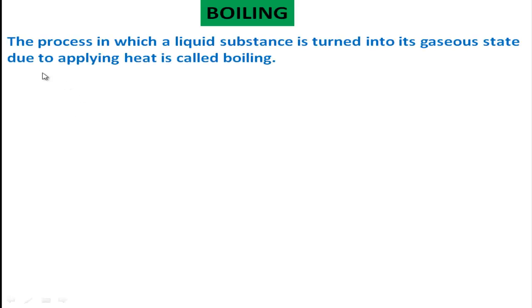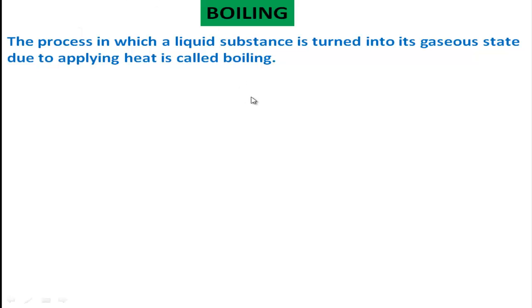Now we will know about boiling. Boiling is the same process as melting, just here the physical state will turn from liquid to gas due to applied heat. So the definition will be this way: the process in which a liquid substance is turned into its gaseous state due to applying heat is called boiling. This is also very familiar to us, because in winter season for bathing we use boiled water, isn't it? And not only for this purpose, daily we boil water for making tea etc.